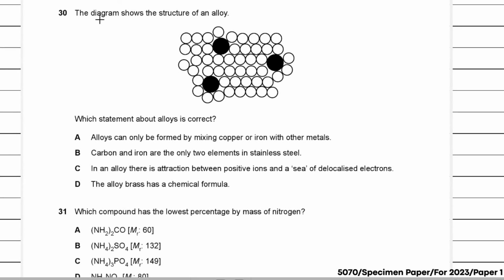Okay, moving on to number 30. The diagram shows the structure of an alloy. Which statement about alloys is correct? Alloys can be only formed by mixing copper or iron with other metals. No, they can be formed with any metals.